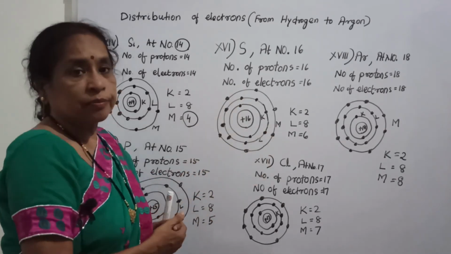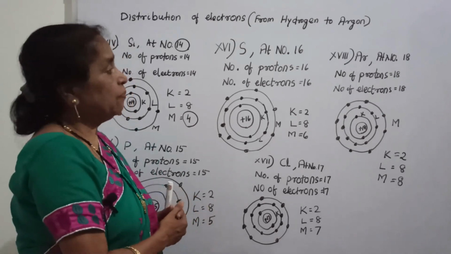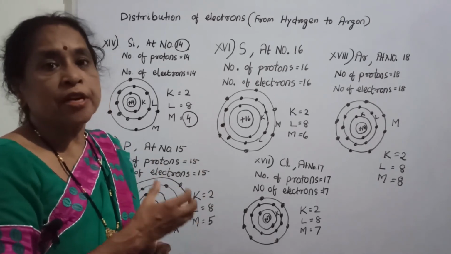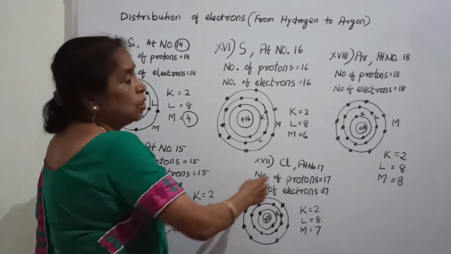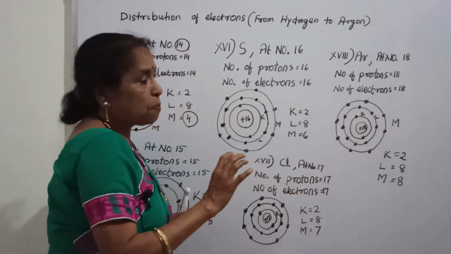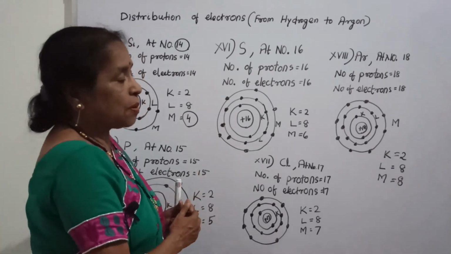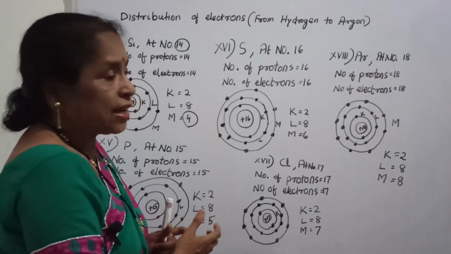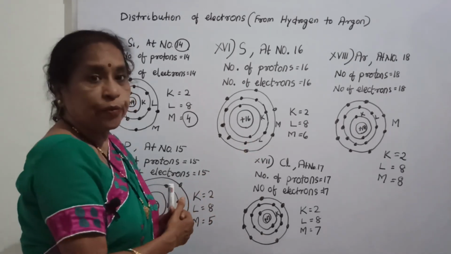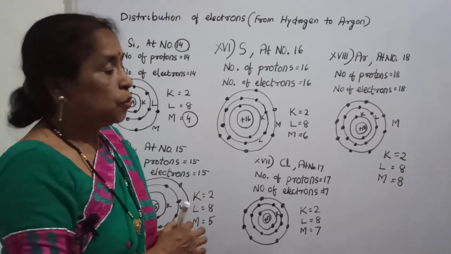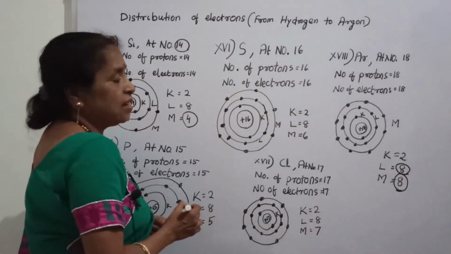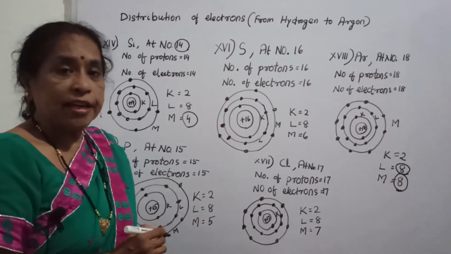Then come to argon. Argon atomic number 18, number of protons 18, number of electrons also 18. Protons are represented by plus sign inside the nucleus, so the nucleus is represented by plus 18. And now K shell occupies 2 electrons and L shell occupies 8 electrons. The remaining 8 electrons are also occupied by the M shell. So what is the configuration here? K equal to 2, L equal to 8 and M equal to 8. Now see here the shell occupies a maximum of 8 electrons.